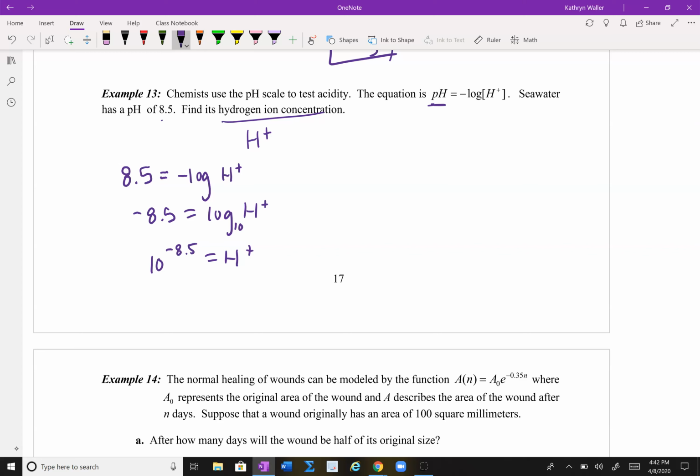Okay, I'm going to check something really fast. If you put 10 to the negative 8.5 in your calculator, you get a teeny tiny number, 0.000 with a ton of zeros. So I'm just going to leave it be. We'll say that's it. Okay.